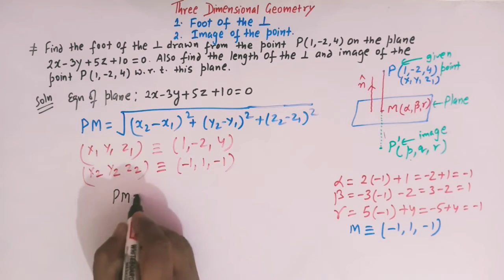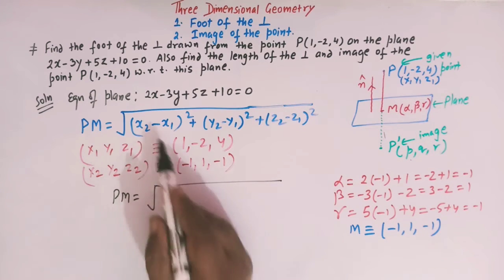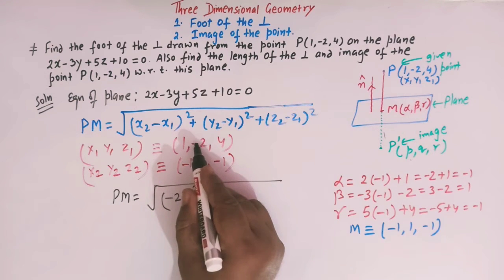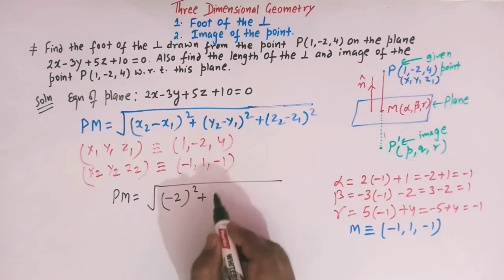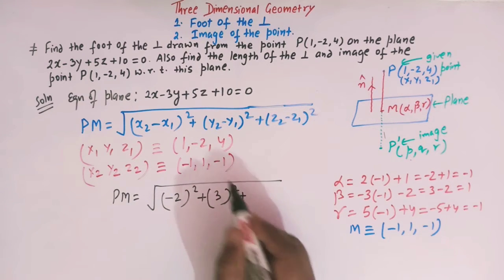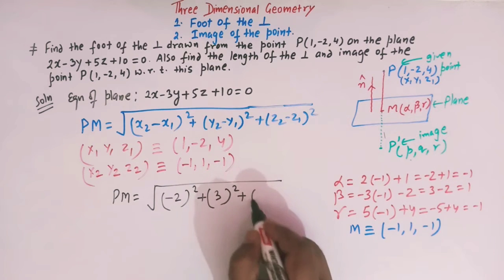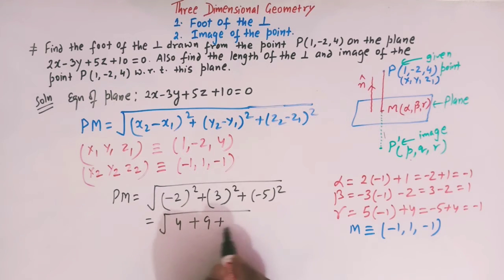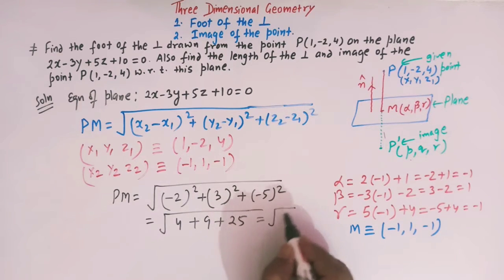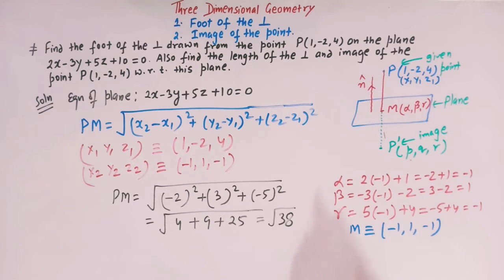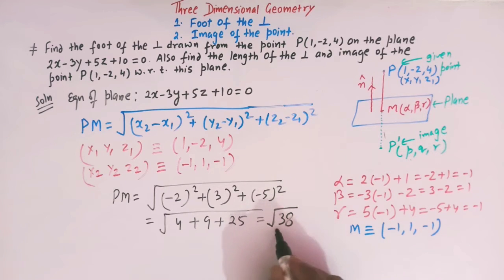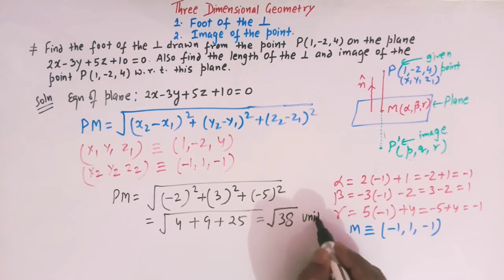So we have PM is equal to square root of minus 1 minus 1 is minus 2 square, 1 minus minus 2, that is plus 2, so we have 3 square, and here we have minus 1 minus 4, that is minus 5 square, right? So this is 4, this is 9, this is 25, so this is 13 plus 25, that is square root of 38, right? So viewers, the length of the perpendicular PM is given by square root of 38 units, right?